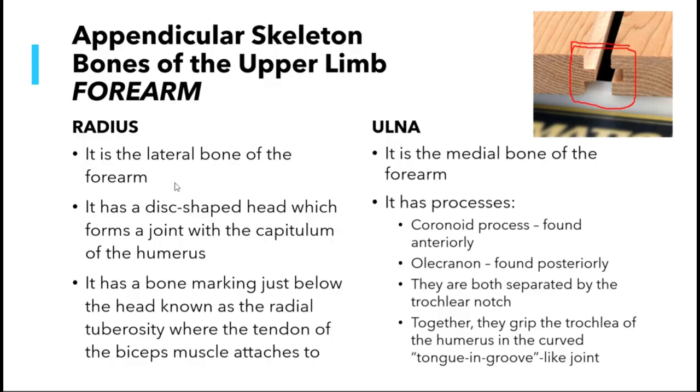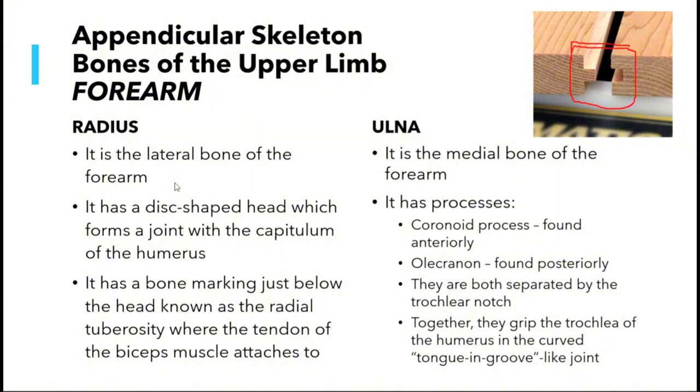Okay, so for the radius, it is on the thumb side of the forearm. Because they are parallel to each other, to remember which one is the radius or ulna, the radius is on the thumb side of the forearm. So you remember that anatomical position of your radius.